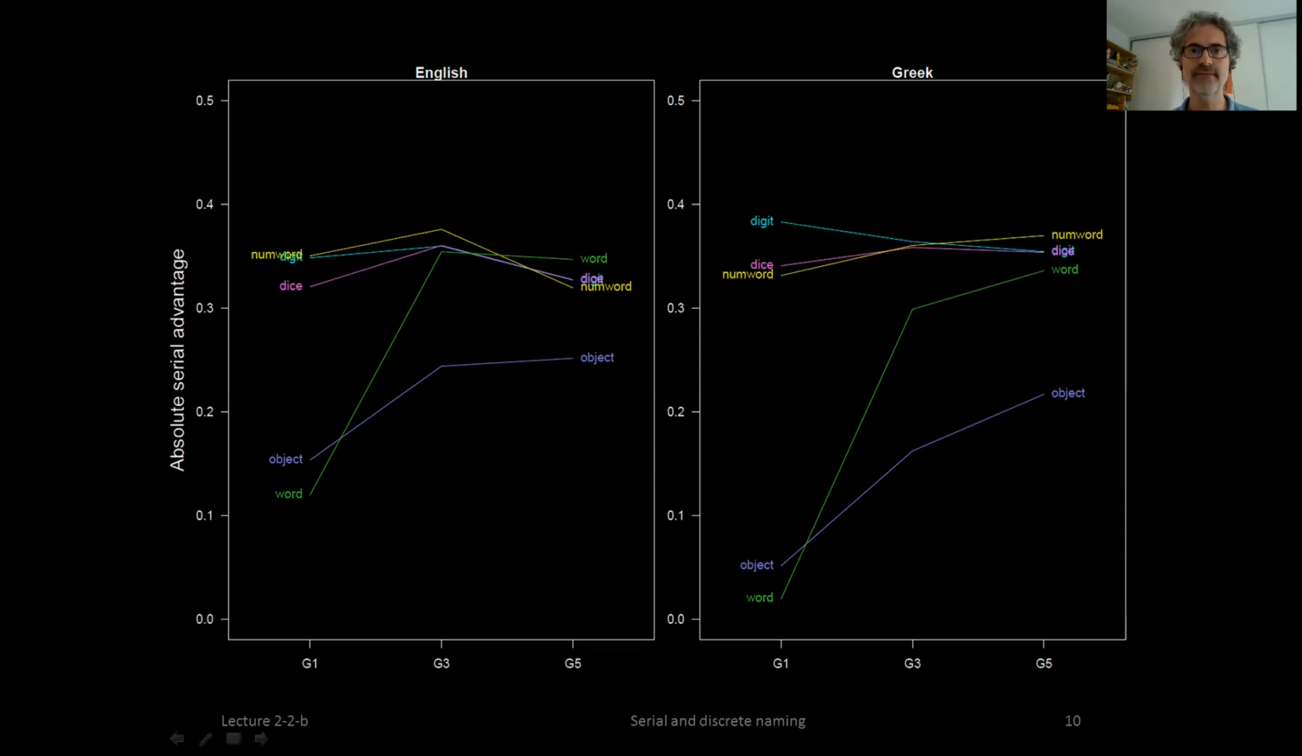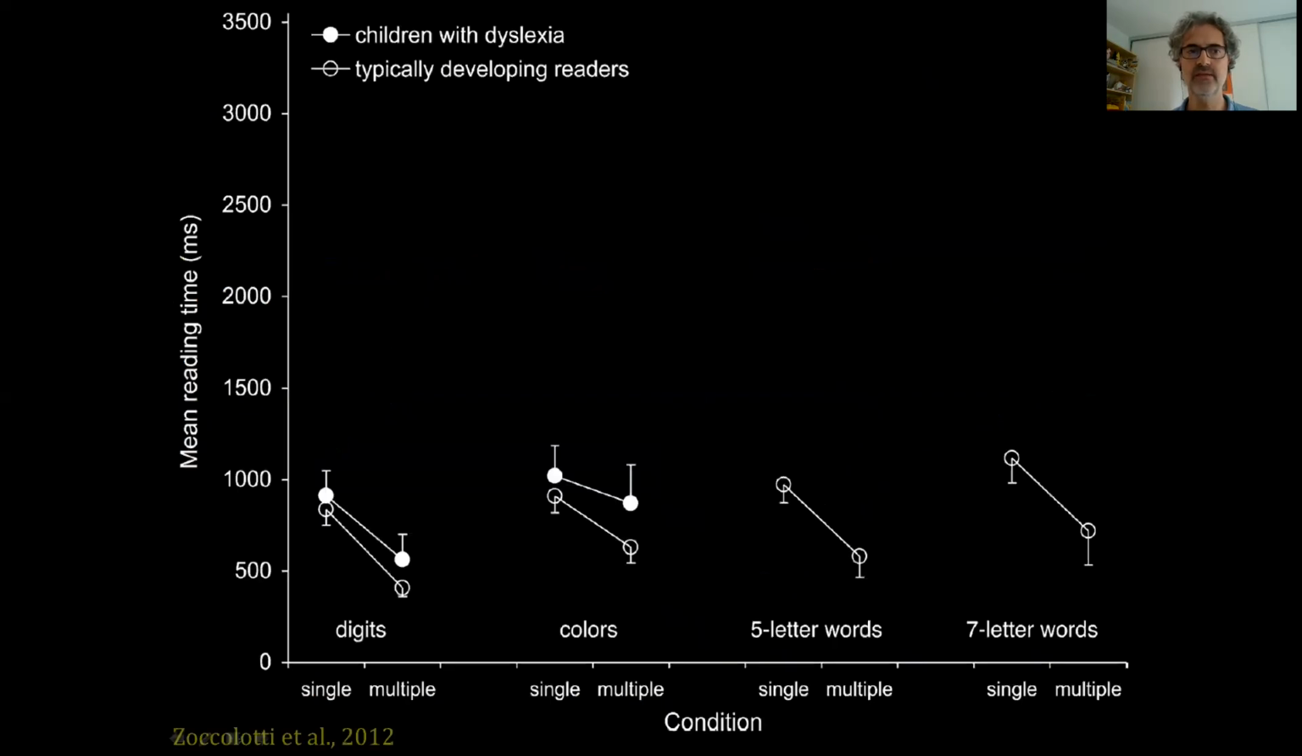What about children with difficulties in reading? Here are some Italian data comparing typically developing readers with children with dyslexia. And all children had to name digits, colors, and to read shorter and longer words. And each of these they had to do for single stimuli, which is discrete naming, or multiple stimuli, which is serial naming. So single means you show one thing at a time, that's discrete naming. Multiple means you show them all simultaneously and the participant reads serially.